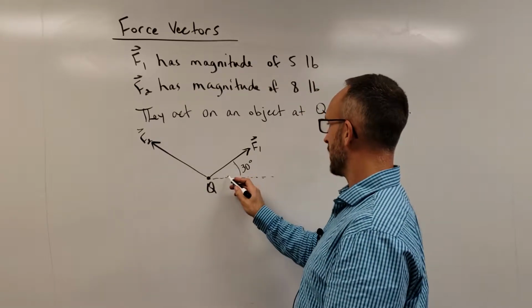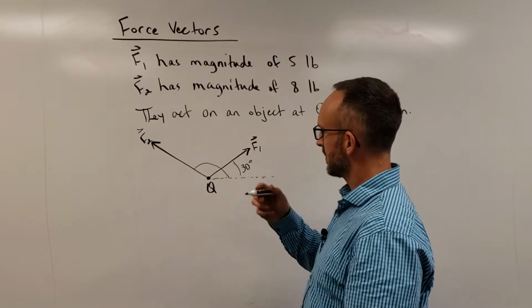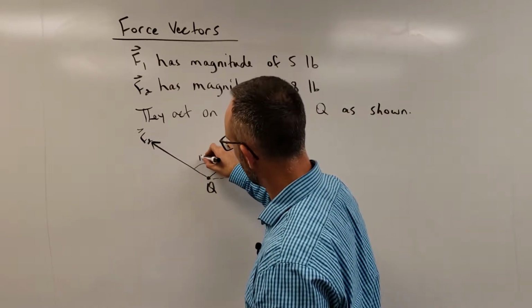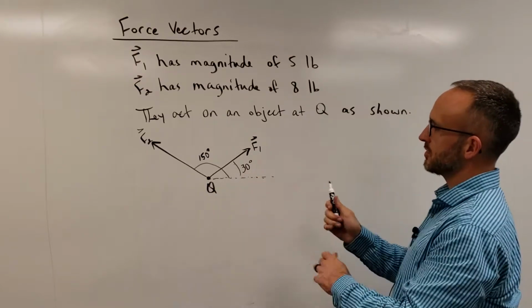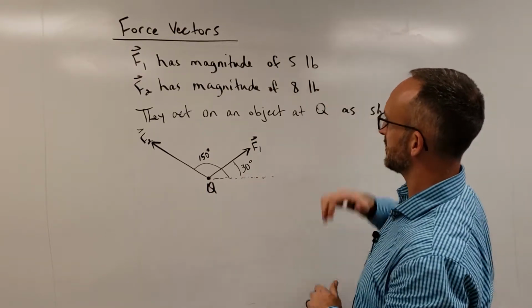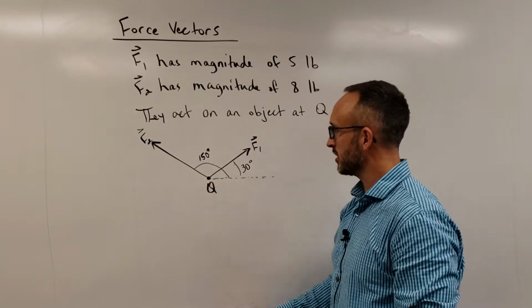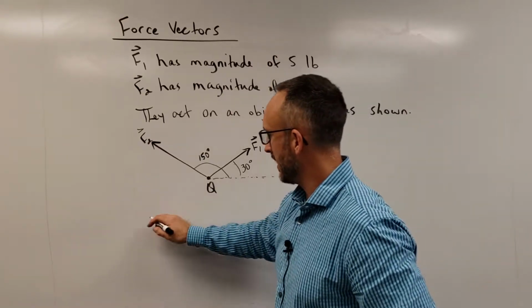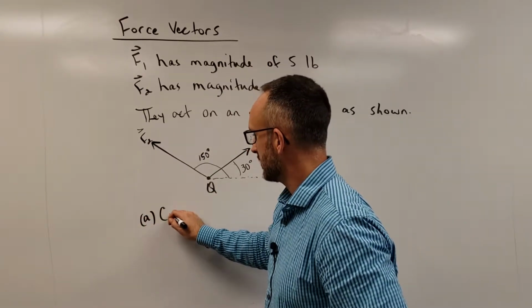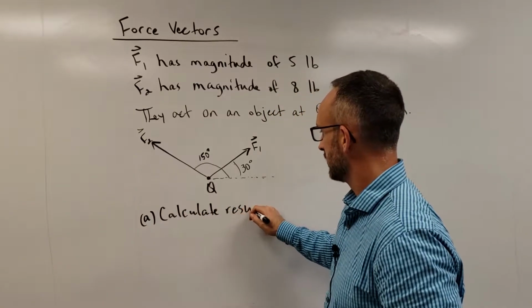And the angle from the positive x-axis to F sub 2, let's say, we'll keep that simple as well, is 150 degrees. So these two vectors, we know their magnitudes, 5 pounds and 8 pounds. We know their directions. They're acting on an object at point Q. Let's do two things. So part A, let's calculate the resultant force.